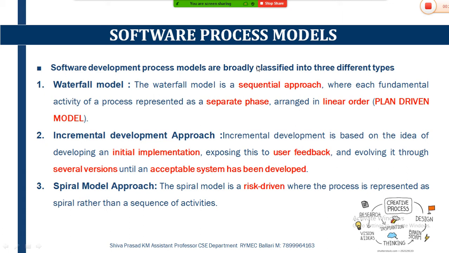Once you complete the second step, then only we move towards the third step, then the third step to the fourth step, then the fourth step to the fifth step. That is what this cascading approach speaks about. So waterfall model is also called a cascading approach or sequential approach. Why? Because each and every process activity is represented as a separate phase, arranged in a linear order. This is the basic definition of waterfall model.